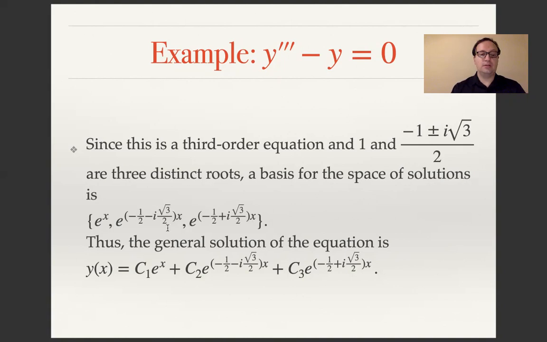It's better to split the fraction, so minus 1 minus i square root of 3 over 2 is the same as minus 1/2 minus i square root of 3 over 2, and minus 1 plus i square root of 3 over 2 is minus 1/2 plus i square root of 3 over 2. So this is then the general solution of the equation. It's a combination of these three solutions. So it's some constant times e to the x plus another constant times the first complex exponential plus another constant times the second complex exponential.